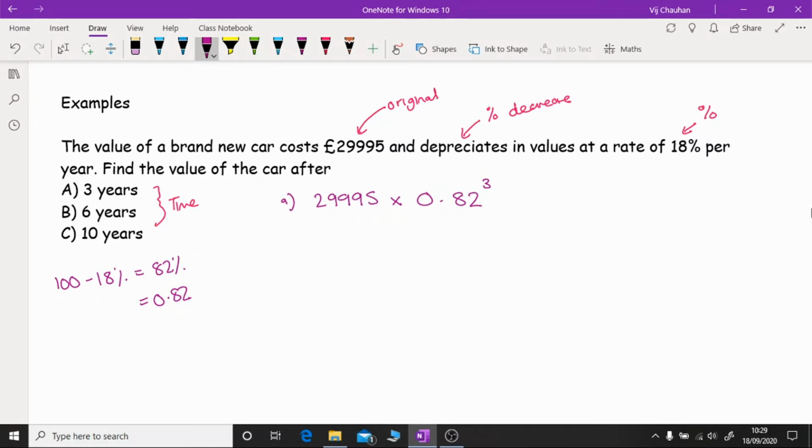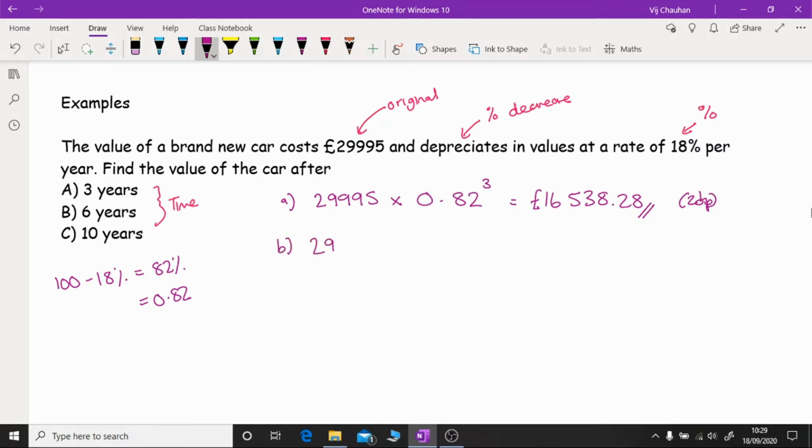Now if I plug that straight into my calculator, I'm going to get an answer of £16,538 and 28 pence. Remember that when you're dealing with money, always make sure you're rounding to two decimal places. You don't really need to quote the currency units with pence when you're dealing with money, it's kind of something that is implied.